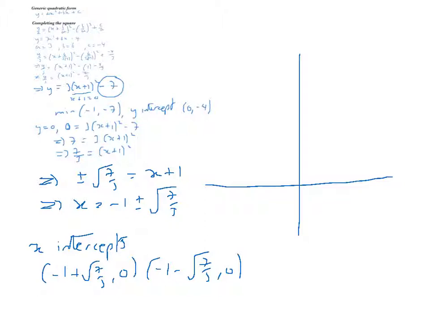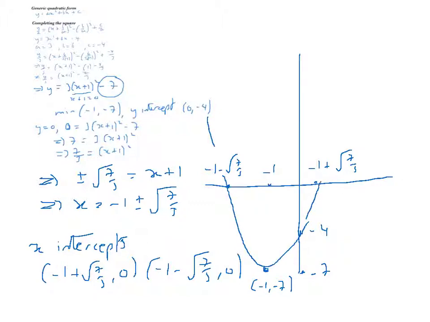So, we know the graph crosses the y-axis at minus 4. We know we have a minimum at (minus 1, minus 7). So again, draw the point, label minus 1, minus 7. And we know it has x-intercepts at minus 1 minus the root of 7 over 3 and minus 1 plus the root of 7 over 3. And then it's just a case of connecting the dots, remember, like so. And we've done it. We've completed the square and we've drawn the graph.